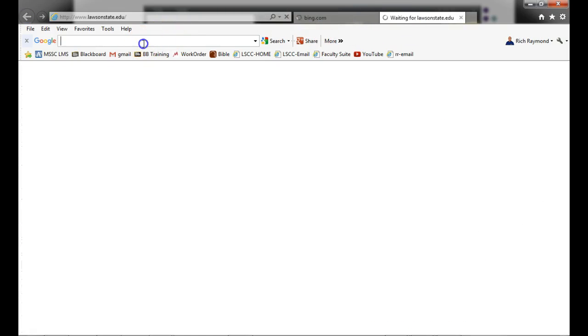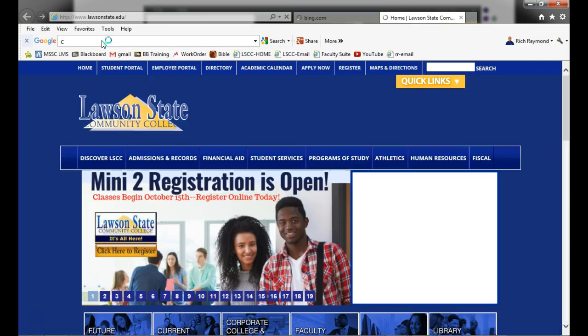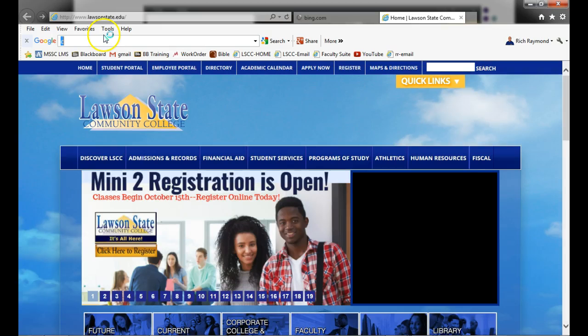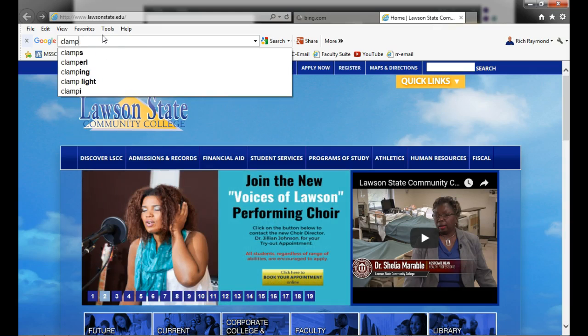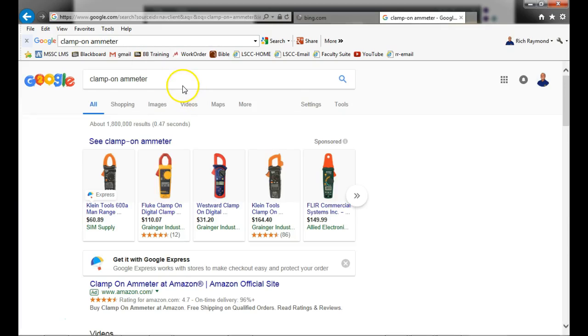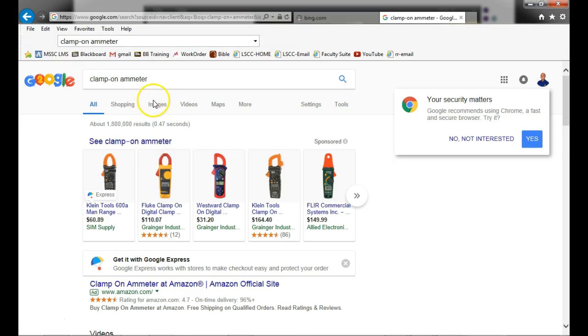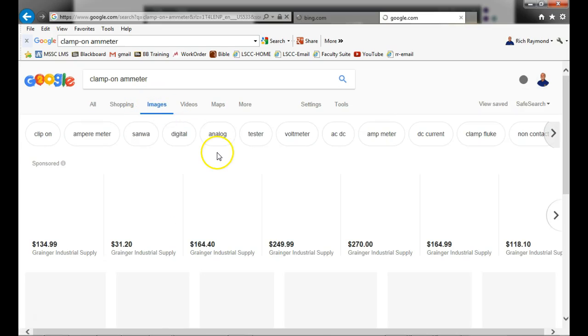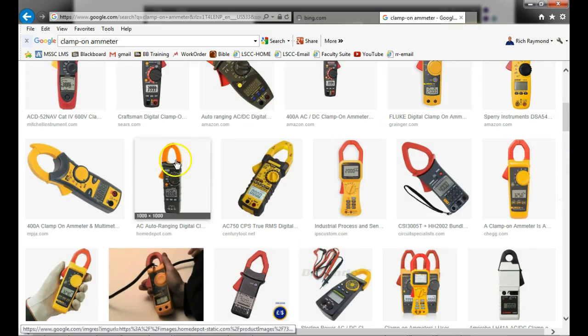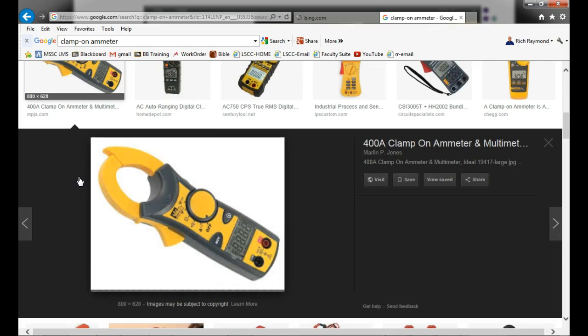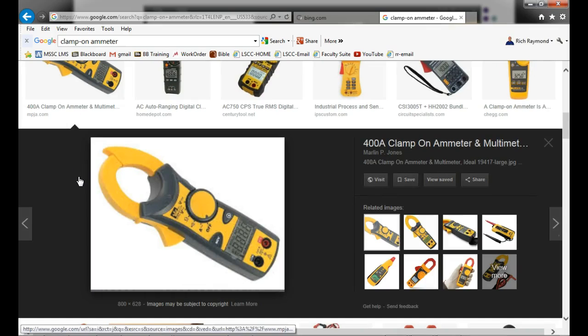Good gracious. That was interesting. So these are all clamp-on ammeters. I think I got one. Huh? Yes.